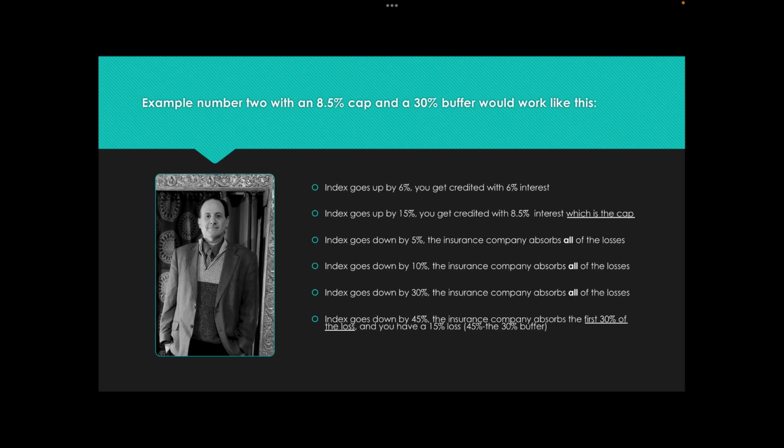If the index goes down by 5%, the insurance company absorbs all of the loss. If the index goes down by 10%, the insurance company absorbs all of the loss. If the index goes down by 30%, the insurance company absorbs all of the losses. However, if the index goes down by 45%, the insurance company absorbs the first 30% of the losses, and you have a 15% loss, which is 45% minus the 30% buffer.